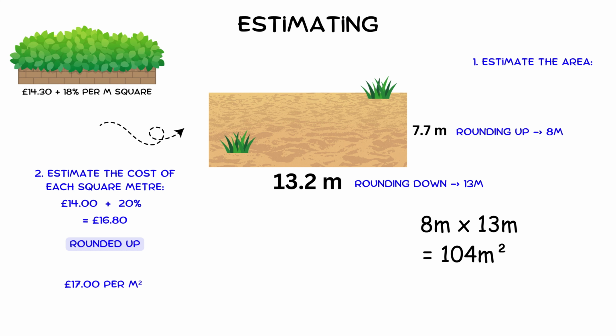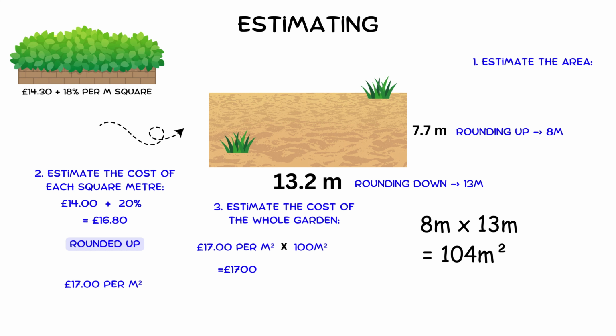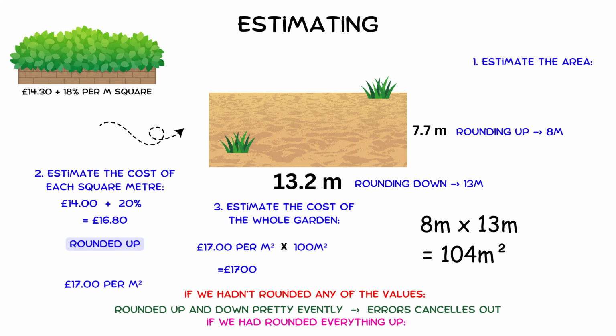So now that we know how big the garden is and how much a turf costs, we can finally estimate the cost of the whole garden by multiplying the cost of 17 pounds per square meter by the area of the garden. But instead of using 104, we can round it down to 100, which will give us a total cost of 1,700 pounds.